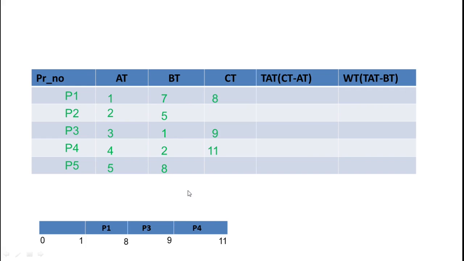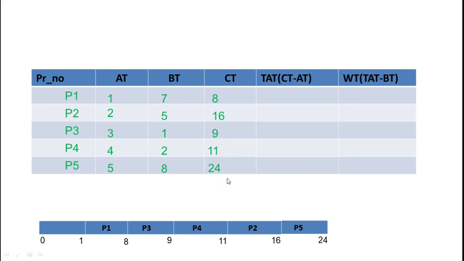So P2, after executing, will complete at 16. We will note down the completion time, and then P5 will execute. Draw the Gantt chart for P5, and P5 will complete at 24. So now we have the completion time for all 5 processes.